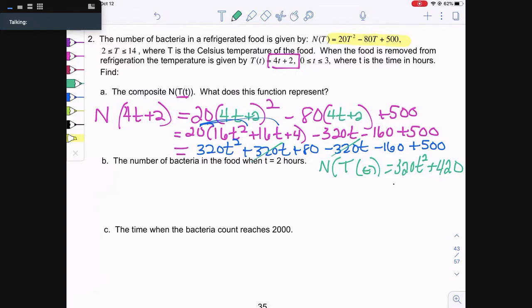So for part B, it says find the actual number of bacteria in the food after 2 hours. So I would take the same equation and plug in 2 for t.